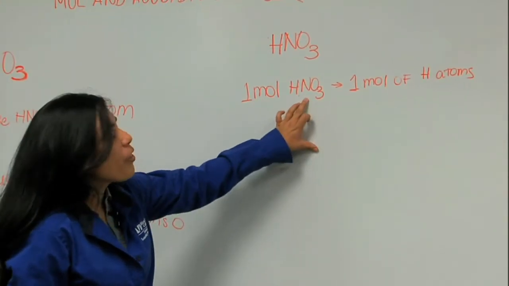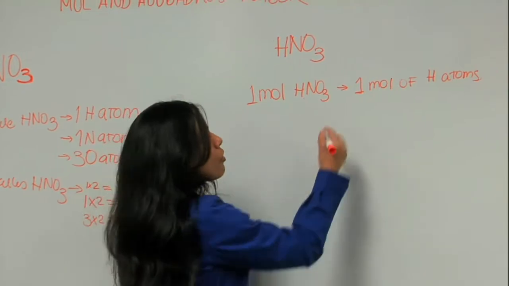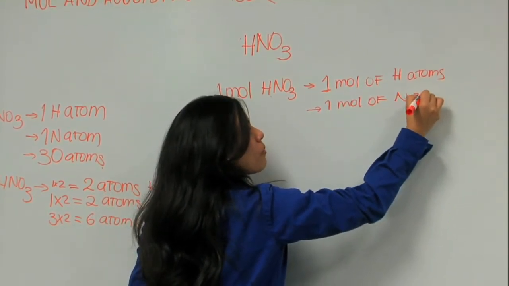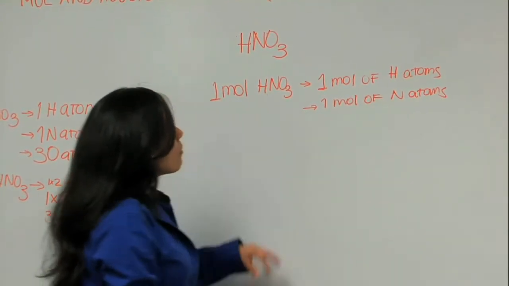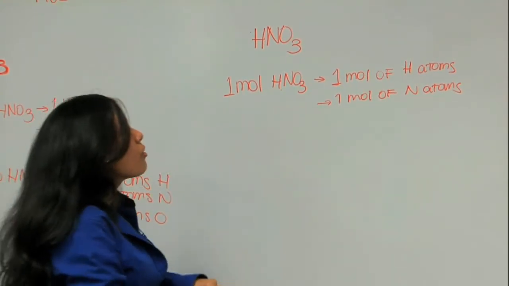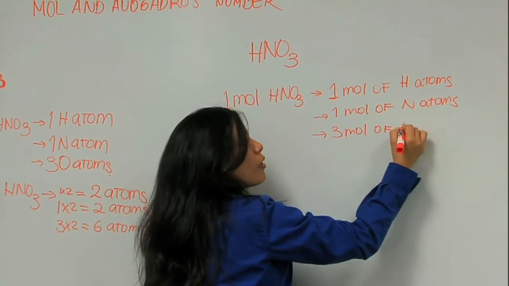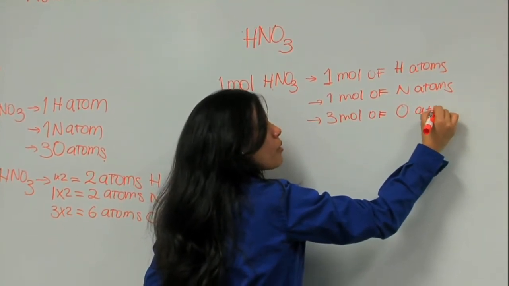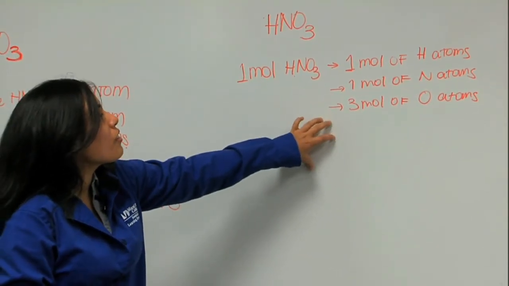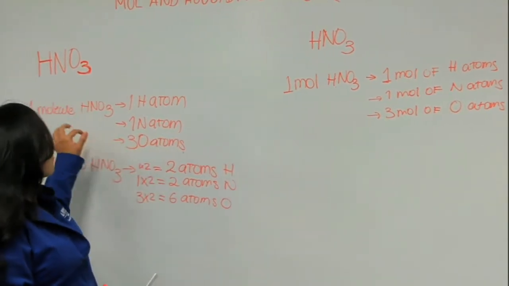Now let's go with nitrogen. Nitrogen is 1 times 1 mole is going to give me 1 mole of nitrogen atoms. Oxygen is 3. 3 times 1 mole is going to be 3 mole of oxygen atoms. This is very important so that you can see the difference between talking about mole and talking about molecules.